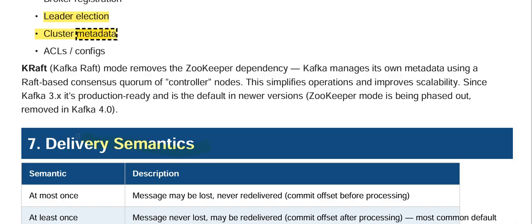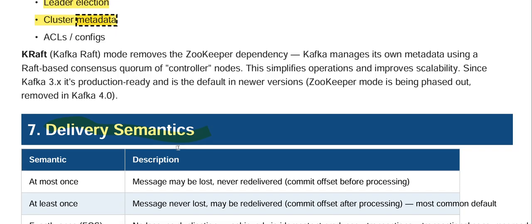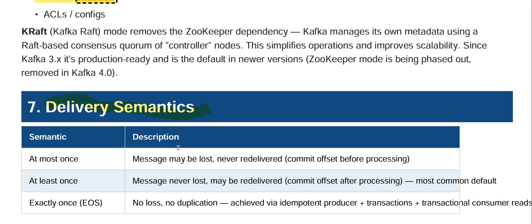The most important topic is delivery semantics. Let's discuss them one by one. At most once: a message may be lost when the consumer commits the offset early. At least once: a message is never lost. So in this case, how does it work? We have a system mechanism. Once the event or message is delivered, it checks whether it is delivered or not. If not delivered, it retries in at least once.